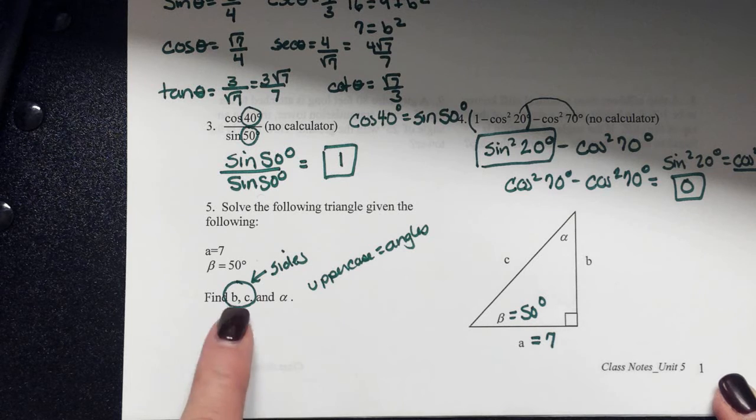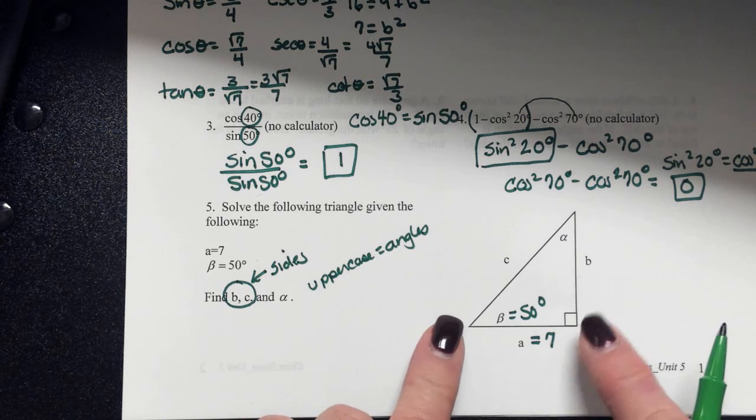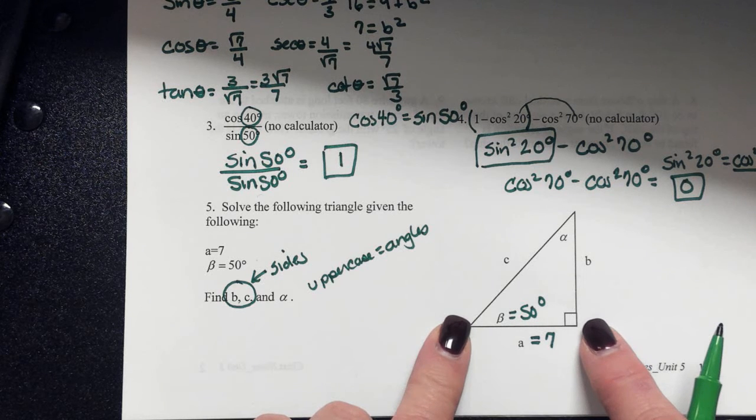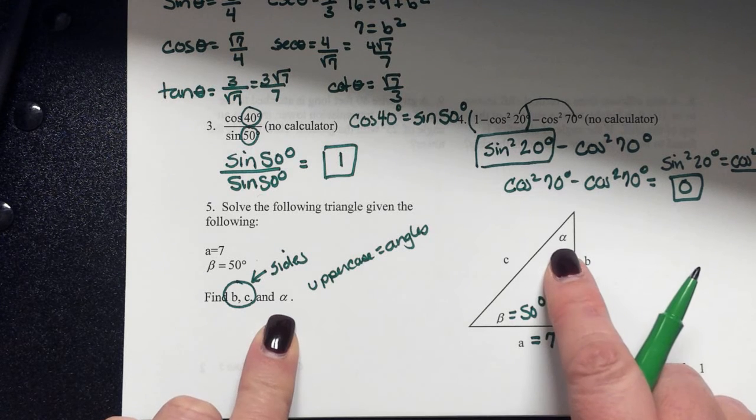So they want us to solve for side B and C. How come I can't use Pythagorean theorem here? We don't know 2 sides. In order to use Pythagorean theorem, you have to know 2 of the 3 sides. So if you can't use Pythagorean theorem, this is where we're going to use trig ratios, the SOHCAHTOA, to help us. Now, first of all, I can find angle alpha.